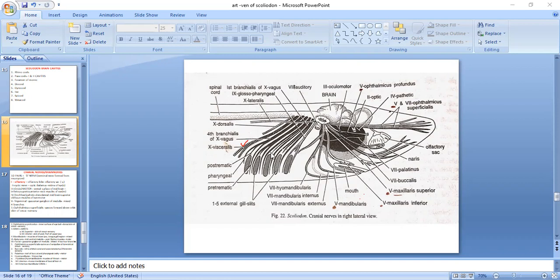Okay, so that is about the 10 pairs of what we call the cranial nerves.